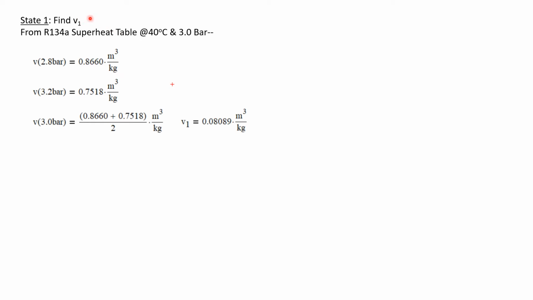Let's begin at state 1 and find the specific volume. I can go to the R134a superheat table at 40 degrees C and 3 bar. And there is no row in that table for 3 bar. I have values at 2.8 bar, and I have a specific volume value from the table at 3.2 bar. And of course, the 3 bar is exactly halfway in between these two. So I'll average these two values, which is a form of interpolation, and I get a specific volume for state 1.